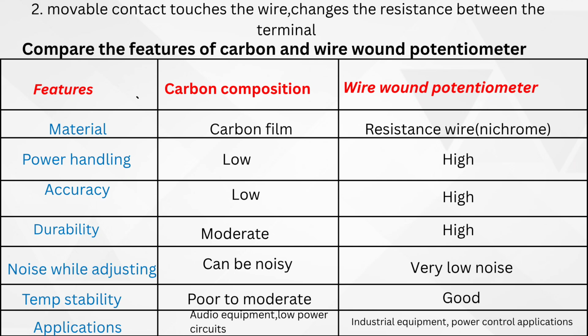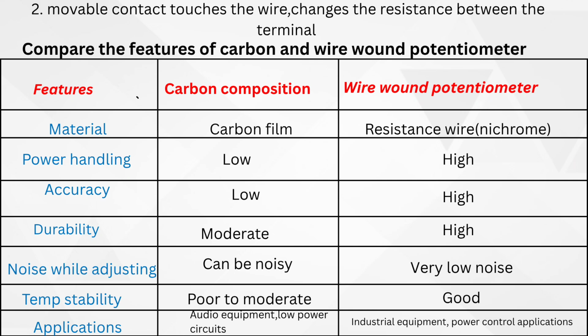The third point is accuracy. Carbon composition has less accuracy and wirewound potentiometer has high accuracy. The fourth point is durability, meaning how long it will last. Carbon composition is moderate and wirewound potentiometer is high. The fifth point is noise while adjusting, meaning how much noise it will generate while we adjust the carbon composition resistor or wirewound potentiometer.